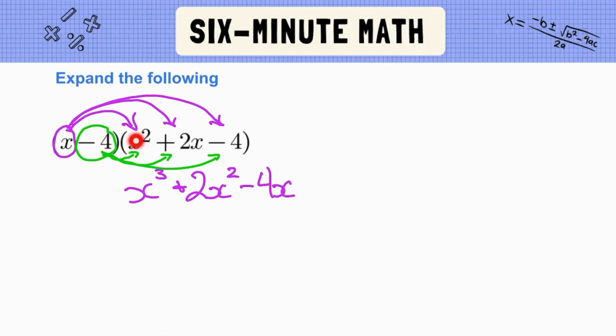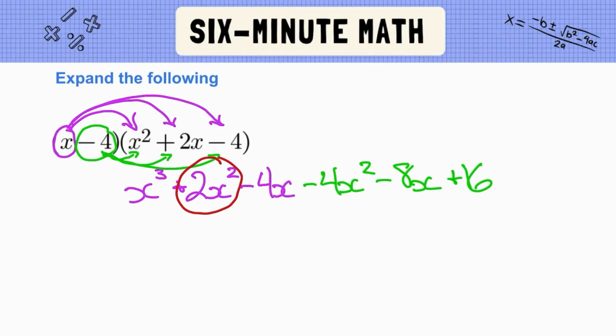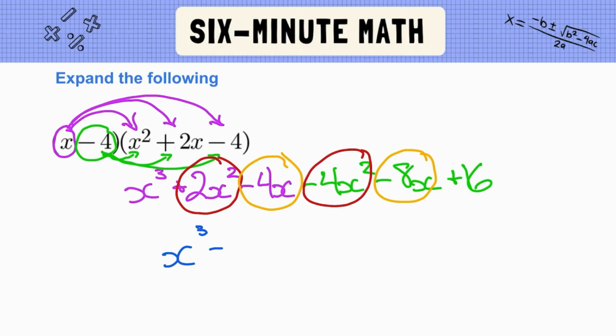I now take that second term and distribute it into each of the terms in my second polynomial. So I have negative 4 times x squared is negative 4x squared. Negative 4 times 2x is negative 8x. And negative 4 times negative 4 is positive 16. I collect my like terms. In this case, I have an x squared, but I also have the x values, giving me a final answer of x cubed minus 2x squared minus 12x plus 16.